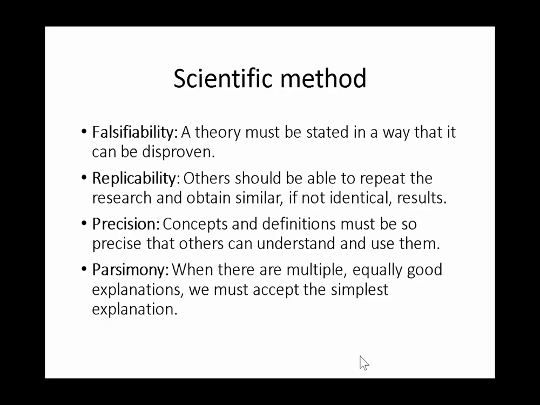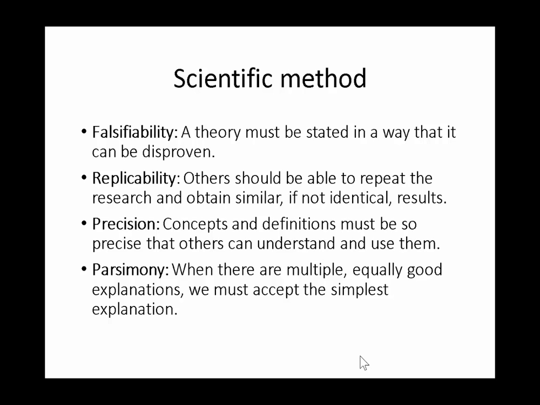Then we have replicability. We'll come back to these kinds of things. That means that others should be able to repeat the research and obtain similar, if not identical, results. Precision, that you need to be clear and precise in your definitions. And often this is where it goes wrong, where people are very fuzzy. And that's where it becomes bad research. Yeah? When people don't adhere to these principles, when they do something that is not replicable, or when they do something that is not precise.